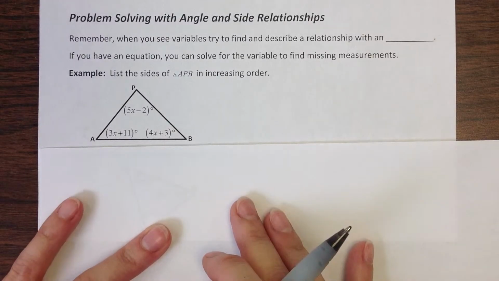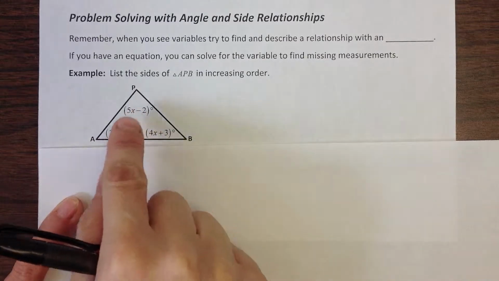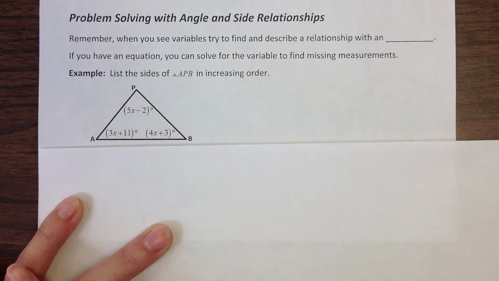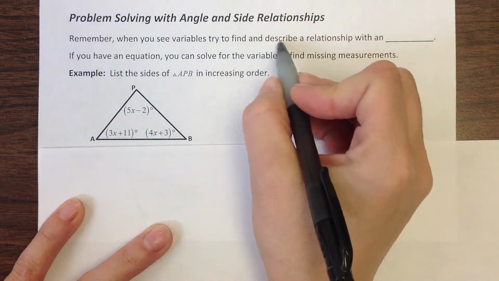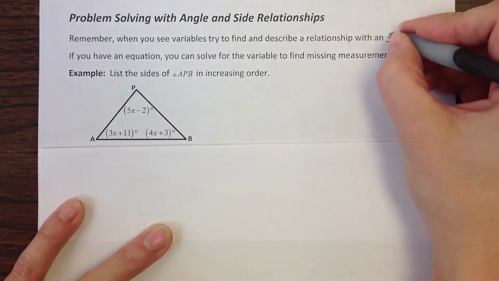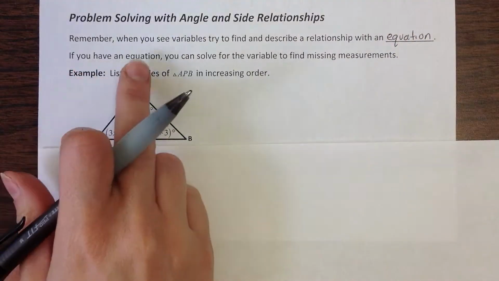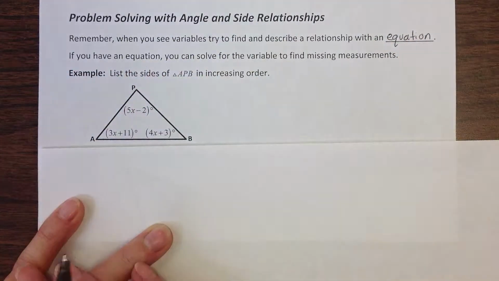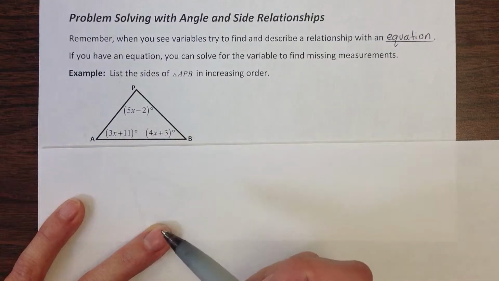Okay, remember when you're problem solving, as soon as I see variables, I know that I need to describe that relationship with an equation. So I'm trying to find and describe the relationship with an equation. If you have an equation, then you can solve for the variable. If I have the value of x here, I can find these missing angles.